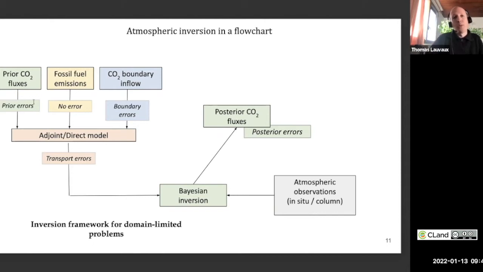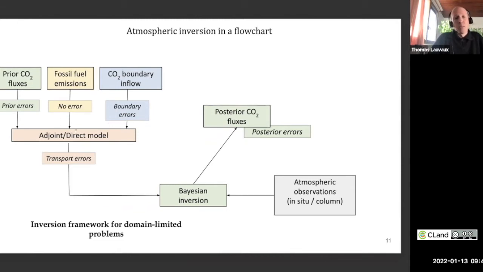For each box, we need to define uncertainties or errors. Sorry for this, that should be uncertainties. So you have the prior uncertainties for the fluxes. For fossil fuel, often we assume they're perfect. Not always for the urban scale, but for regional scale, that's what we do most often. And we also need boundary uncertainties.